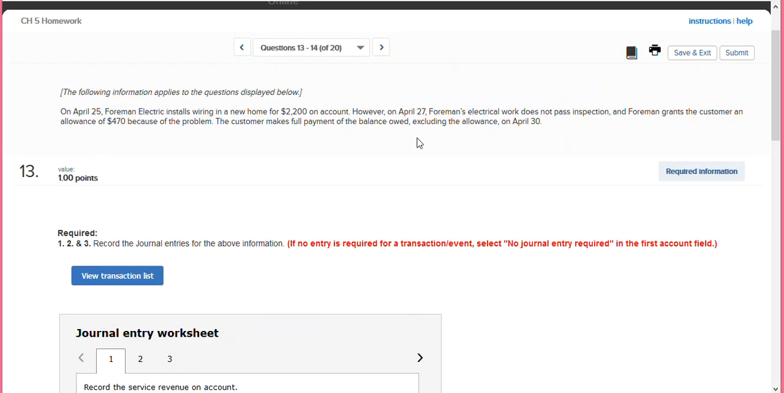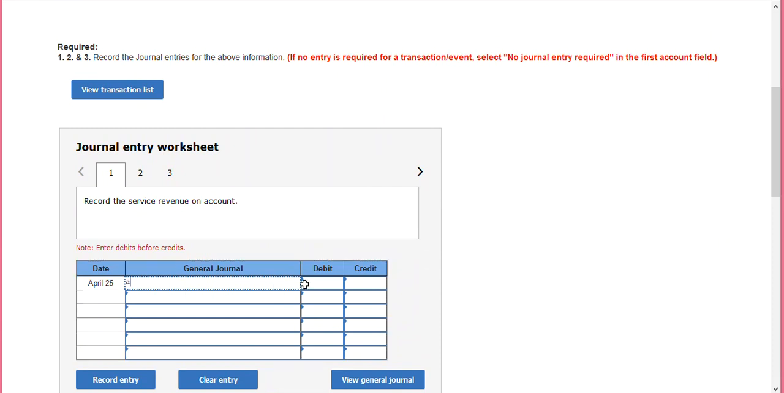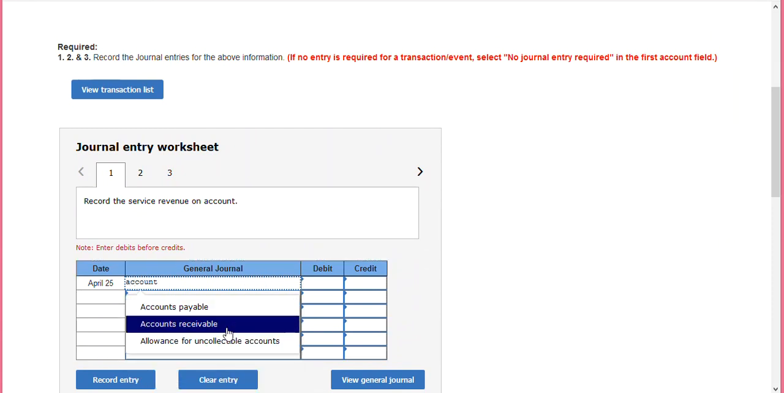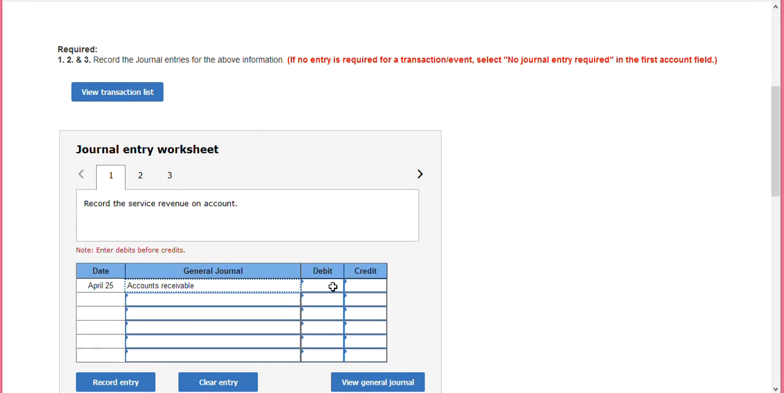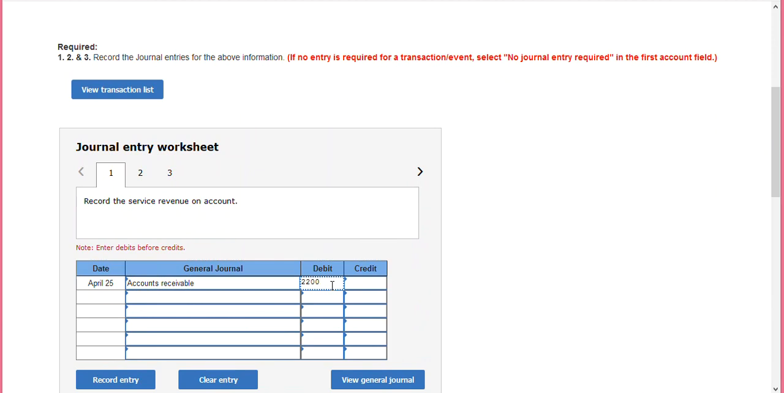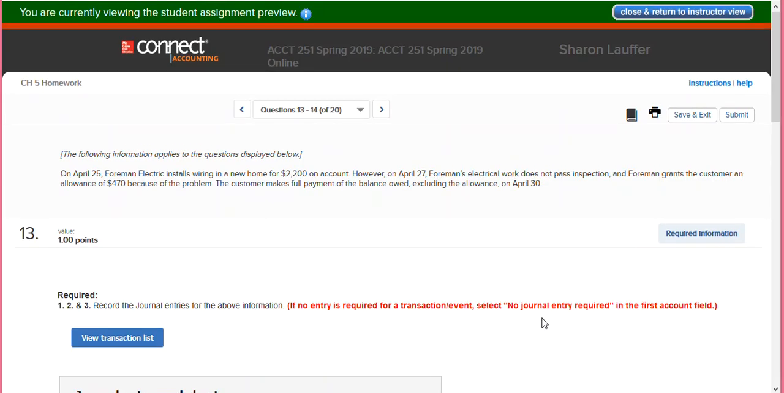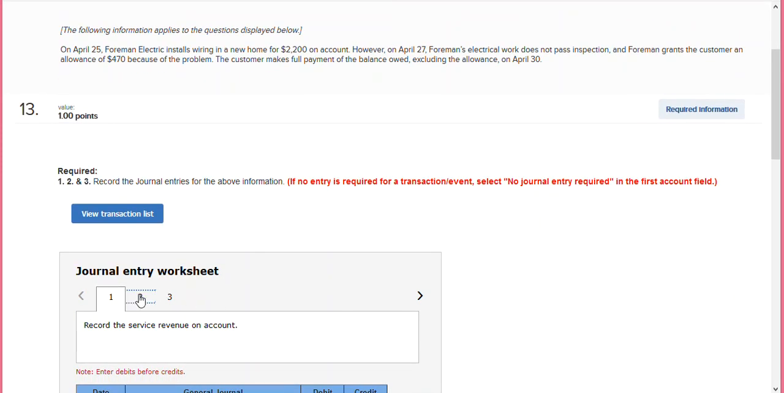let's see, did it say they paid us? Oh, no, we provided that on account. So we provided services on account. We now have accounts receivable because at some point we're going to receive payment on that amount, $2,200. And we're going to recognize revenue for the full amount. So I think they're calling that services revenue. And then we got to go to entry 2.